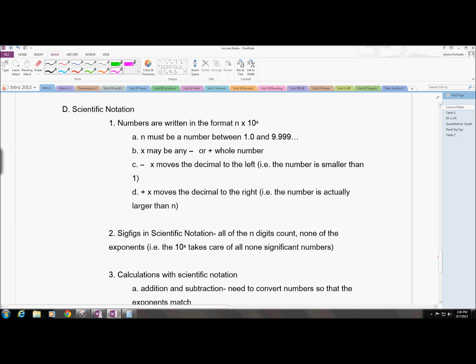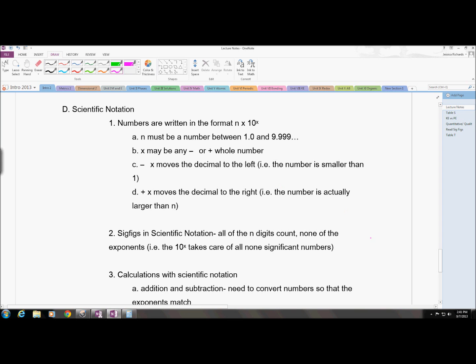Okay, so scientific notation, there's the format. I already talked about it above. The first number is your n. It has to be between 1.0 and 9.9. Your 10 to the x, exponent, always a whole number, positive or negative. Negative exponent, your number is really smaller than what you see, and you move the decimal to the left. Positive integer, and the number is really larger than what you see, and you're going to be moving your decimal to the right.